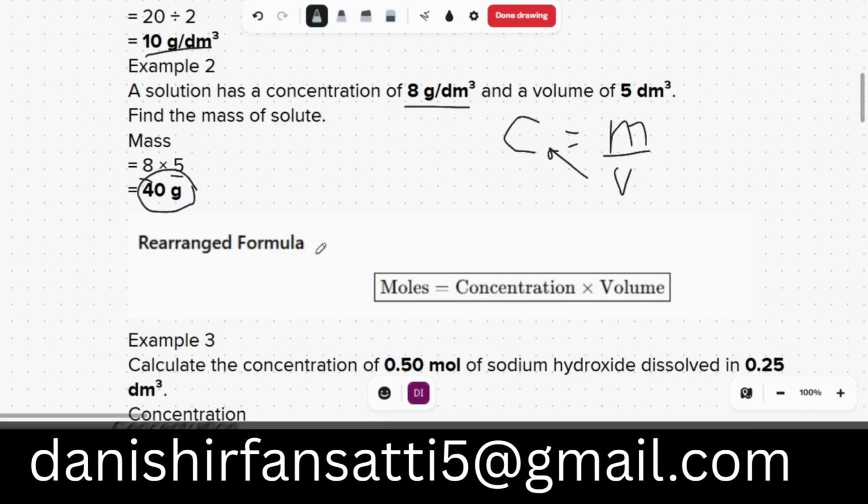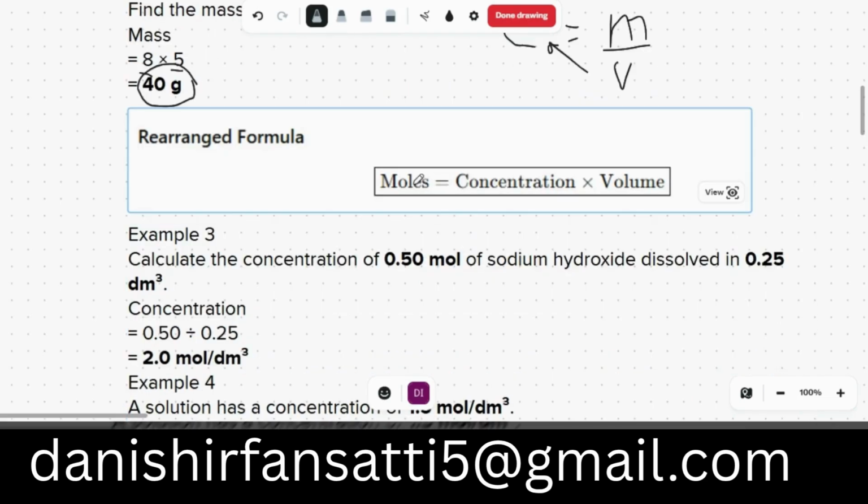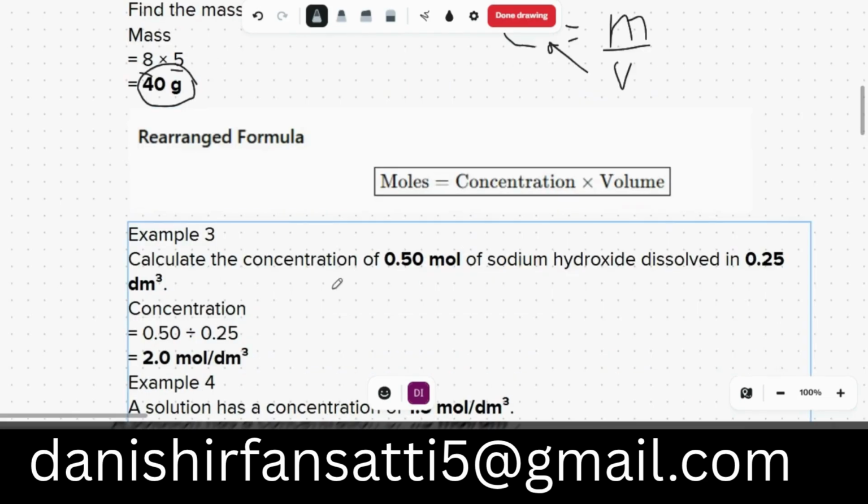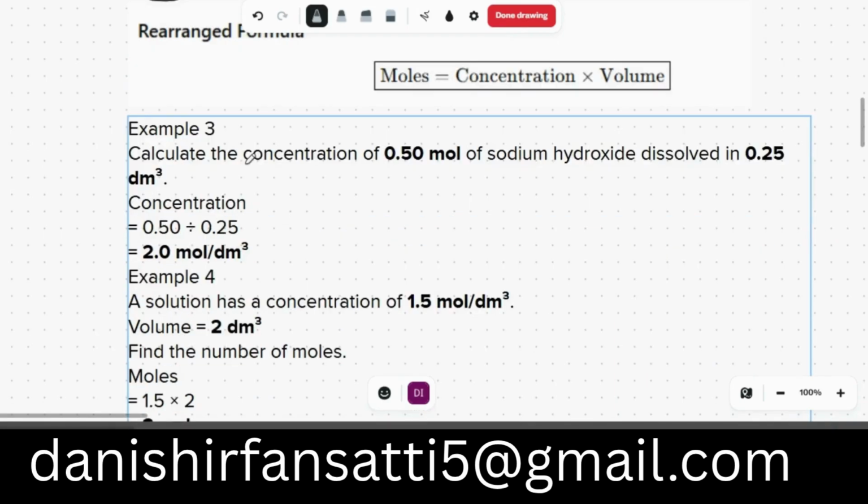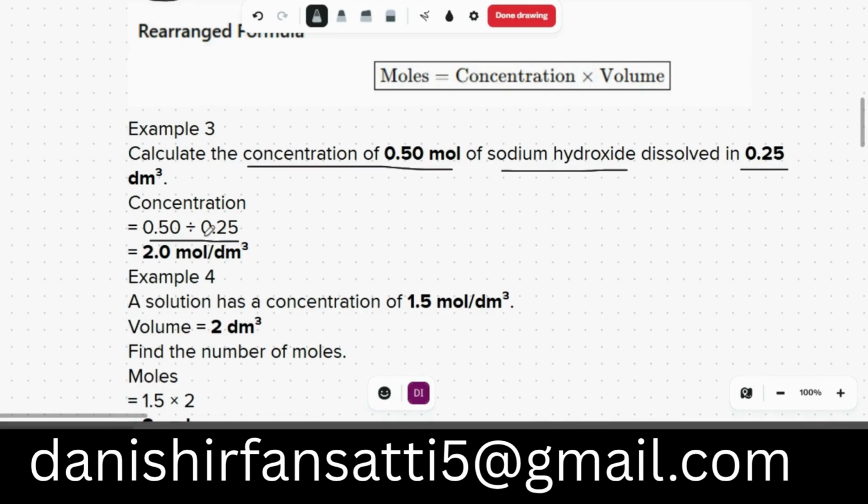We can rearrange this formula, so moles is equal to concentration times volume. For example, a solution contains 0.5 moles of sodium hydroxide dissolved in 0.25 decimeter cube. Find the concentration. Concentration is equal to moles divided by volume, that is 0.5 divided by 0.25, which will be 2 moles per decimeter cube.